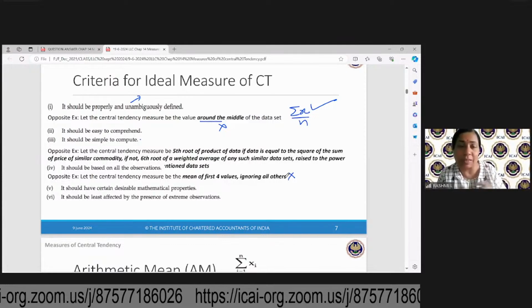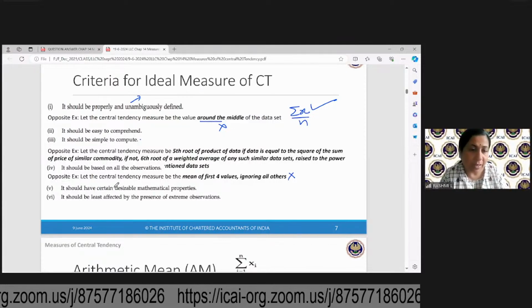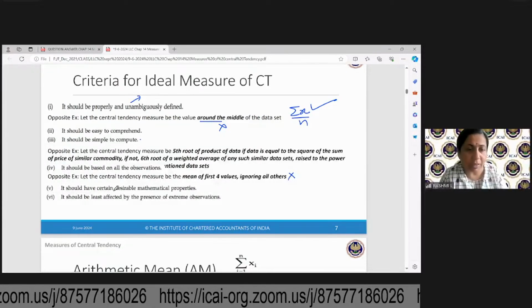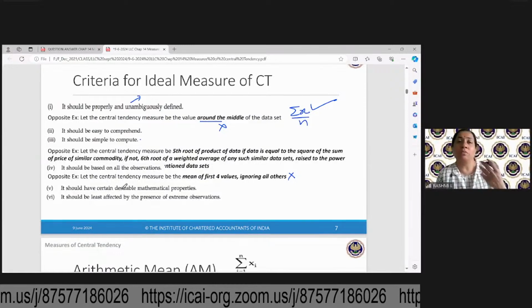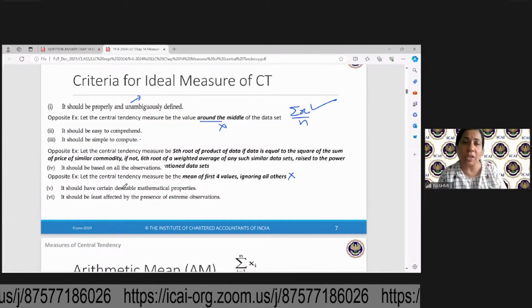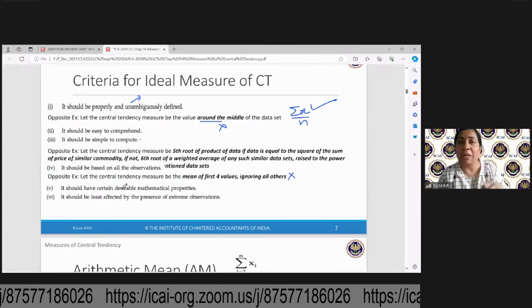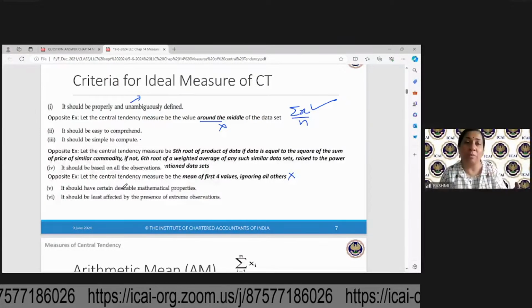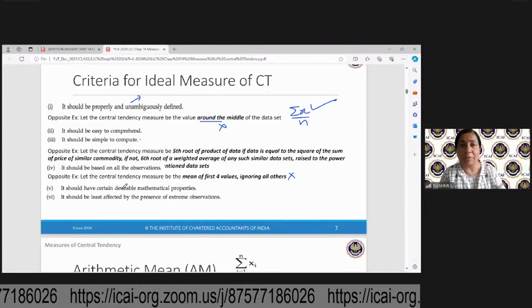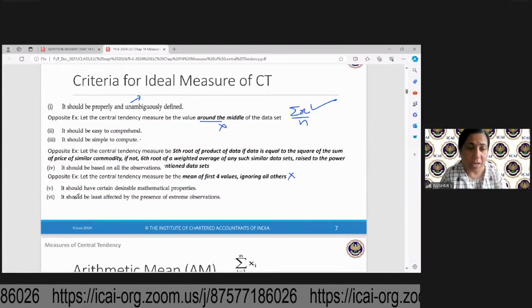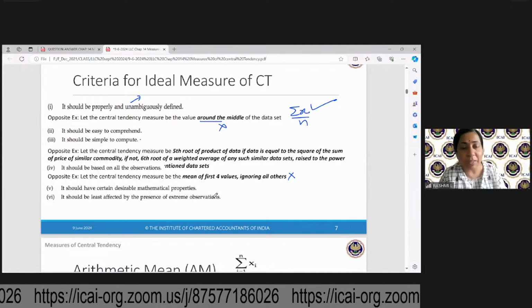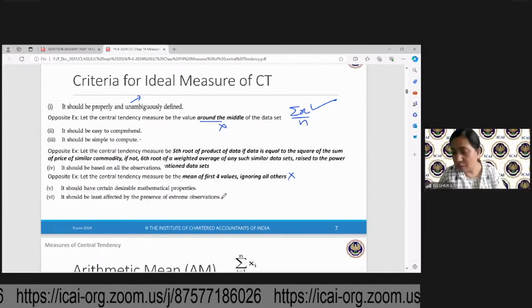measure of central tendency. And it should have certain desirable mathematical property, like we would like it not to change when we multiply the data by a number, or what will happen. Those type of properties are there. It should be least affected by the presence of extreme observation. Okay.